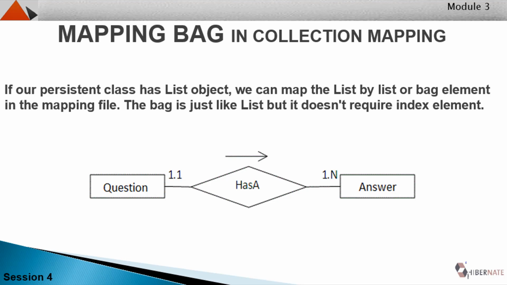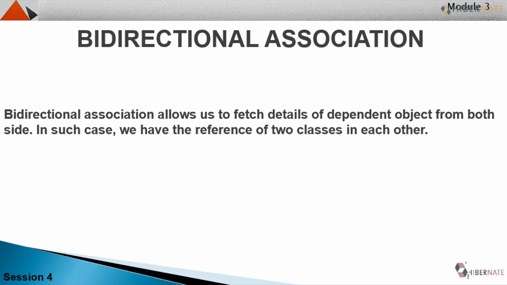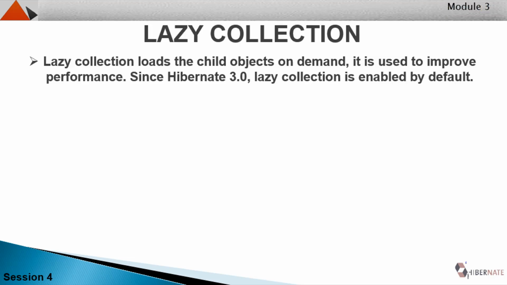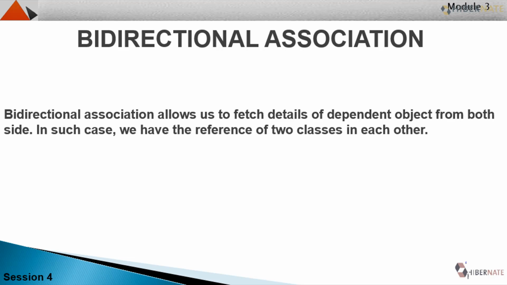Let's talk about bidirectional association. Bidirectional association allows us to fetch details of dependent object from both sides. In such case, we have the reference of two classes in each other. Let's take an example of Employee and Address. Employee class has a reference of Address and Address has a reference of Employee. Additionally, you have applied one-to-one or one-to-many relationship for the classes in mapping file as well. It is known as bidirectional association.